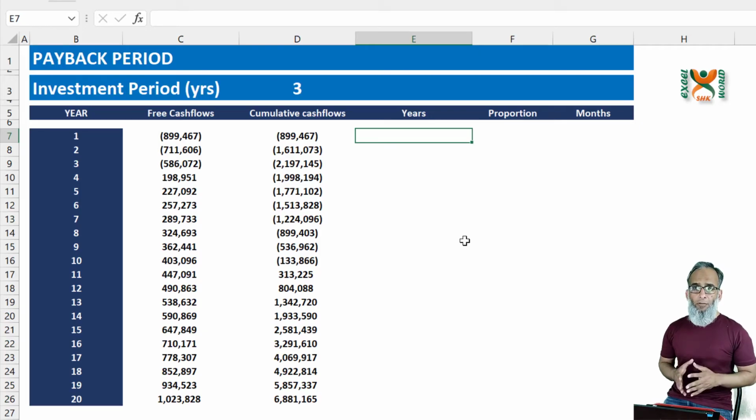So guys, this is the file we are using today. You can download this file from the link given below in the description and follow along. Let me briefly tell you about the contents of this file and the structure of this working.